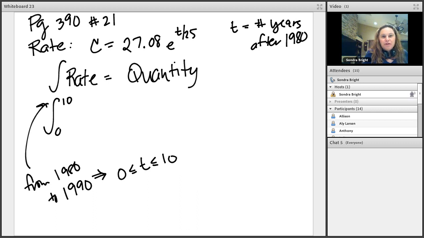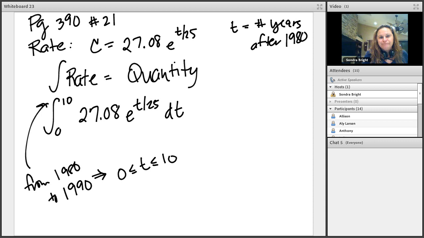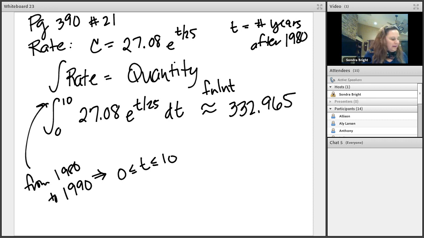And then you're going to just integrate this rate, 27.08 e to the t over 25 dt, and then put it in your calculator, and it'll give you 332.965, and this was billion barrels.